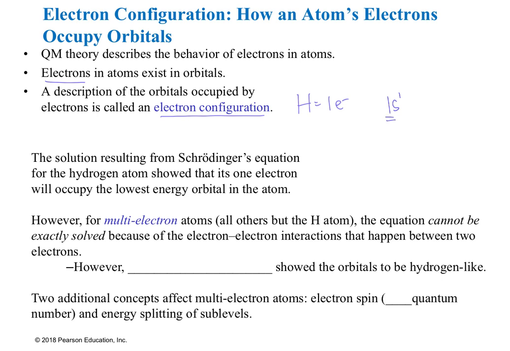So this number out front indicates the energy level. The letter s represents the orbital type. So remember, energy is like the n level. Orbital type is the l quantum number. And the number up here is the number of electrons in that subshell.